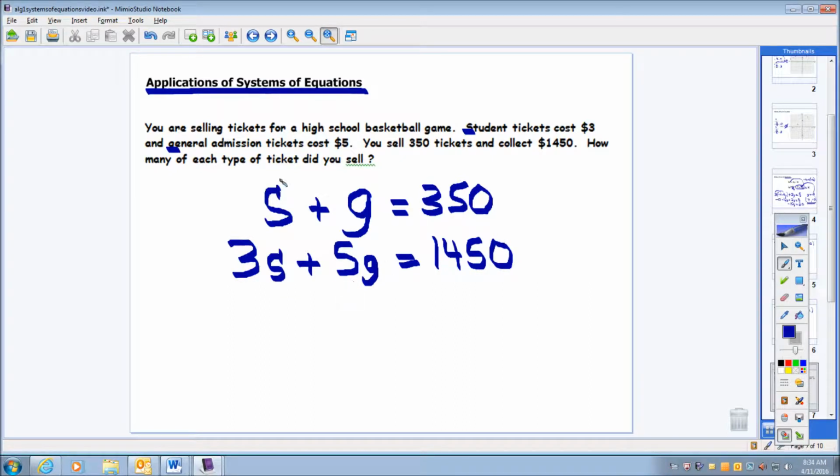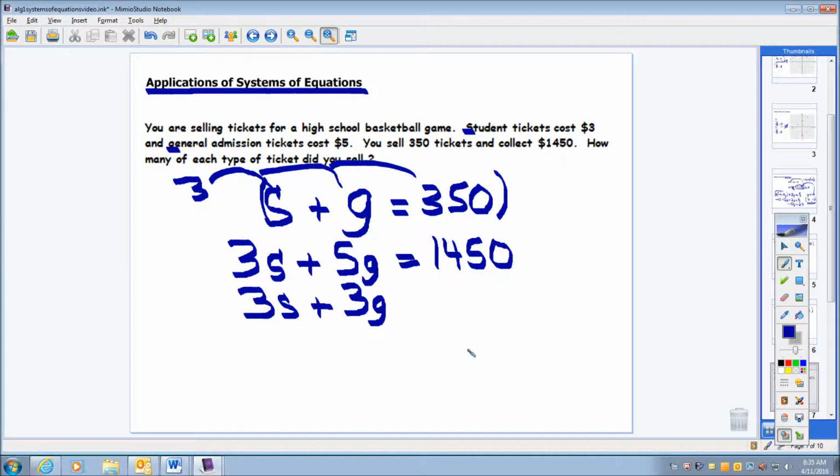Okay, we can actually use elimination. You can actually use substitution also. I think elimination is a little easier. Here's the idea. I have a 3 here. Let's get rid of the S's. We can get rid of the S's or the G's. Let's get rid of the S's. I have a 3 here. I need this to be a 3. Right now it's a 1. So what I'm going to do is multiply the entire top row by 3. And then we'll go ahead and subtract. I'll show you. So distribute the 3. What we're going to have is 3S plus 3G. You see, I'm distributing the 3. Everything gets multiplied by 3. 350 times 3 is 1050.